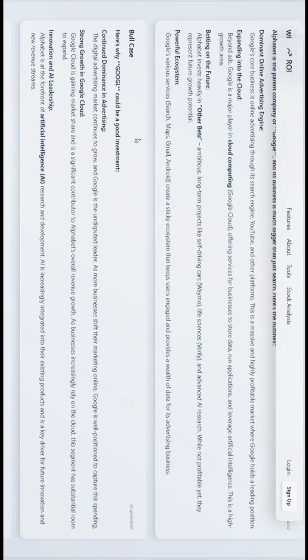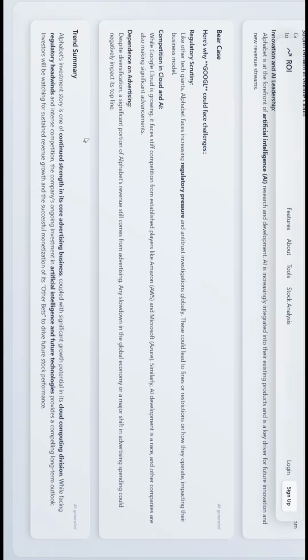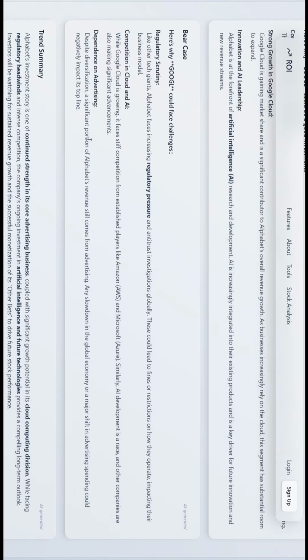So it shows you the bull case of Alphabet, the bear case, and the trend summary, which is: Alphabet's investment story is one of continuous trend in its core advertising business, coupled with significant growth potential in its cloud computing division. And you can read the rest. If you're interested, you can pause and continue reading the rest of this.